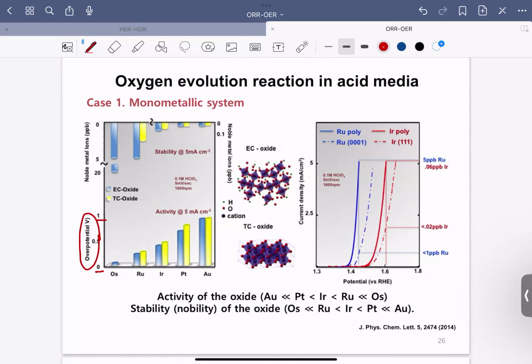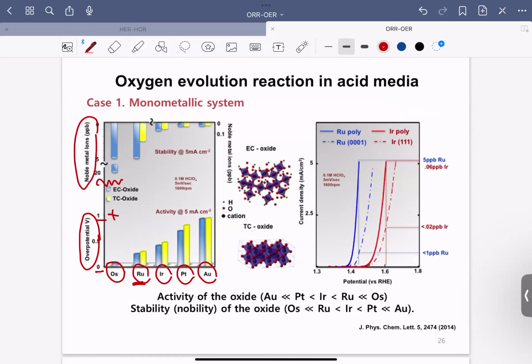So as you can see, the osmium, ruthenium, iridium, platinum, and gold show the following trend. The best one is the osmium, but not surprisingly, if you check the durability, the dissolution of the noble metal during the reaction condition, the dissolution is really high in the case of the osmium. That's the reason why we do not consider the osmium in general. So what about the ruthenium?